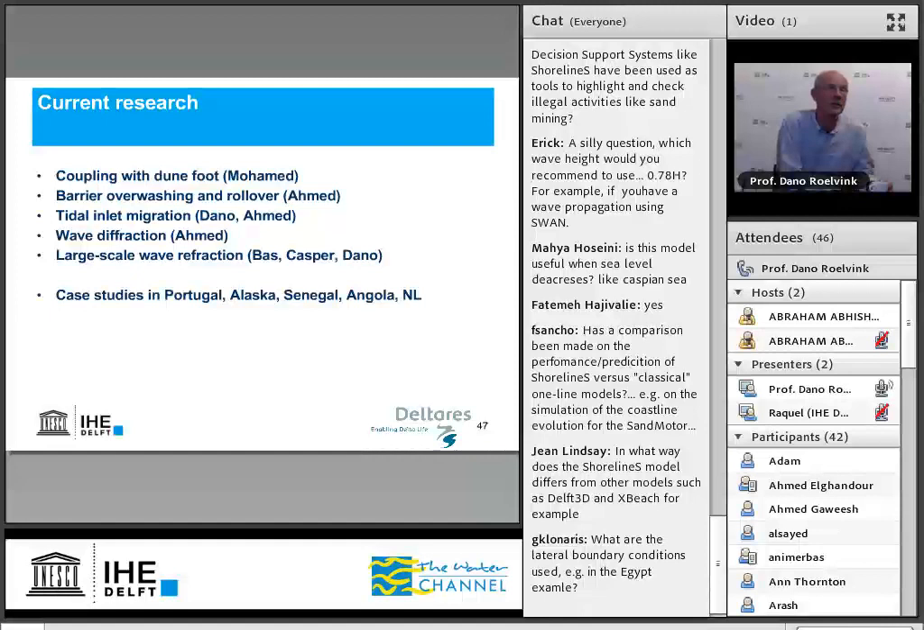Ahmed has implemented wave diffraction and is making that usable for any hard structures. And we're looking at the large-scale effects of wave refraction together with Bas Huisman at Deltares and Caspar Mudde and myself. And we're happy to be involved now in case studies in Portugal, in Alaska, with the support of the U.S. Geological Survey, in Senegal, based on this Nordic Fund project, and Angola and the Netherlands.